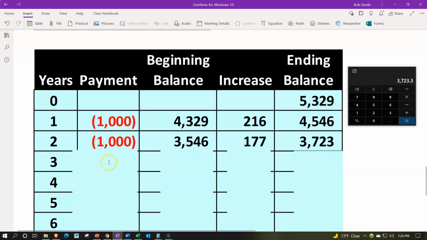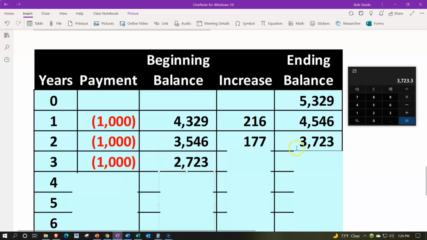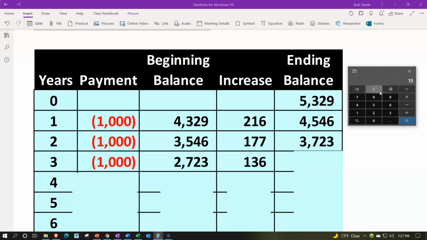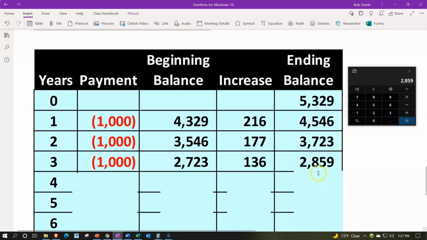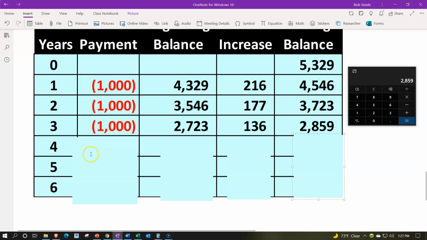If we did that again, we're taking another 1,000 out at the beginning. That means we had the 3723 minus the 1,000. So at January 1st, in essence, we got the 2723. So we got the 2723 times 0.05 means we earned during the year 136. So if we take the 2723 plus the 136 end of the period, we then have the 2859, and so on. If we take another 1,000 off year 4, we're down to 2859 minus 1,000, 1859.